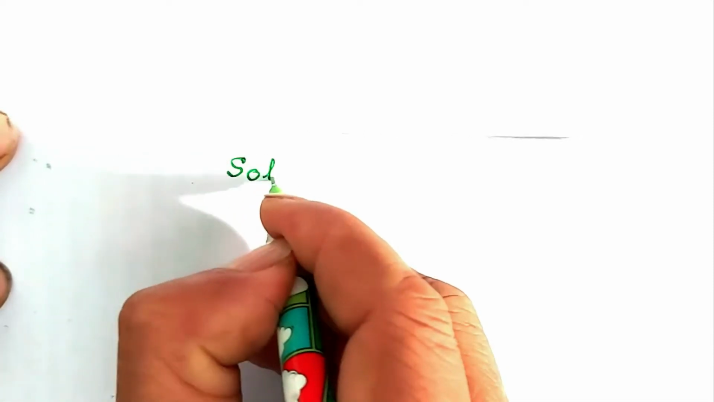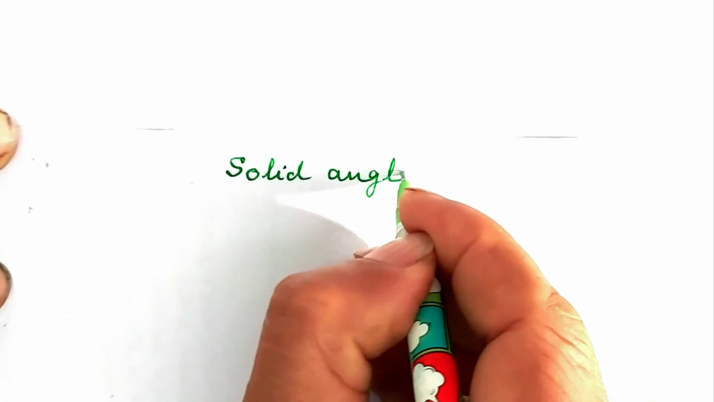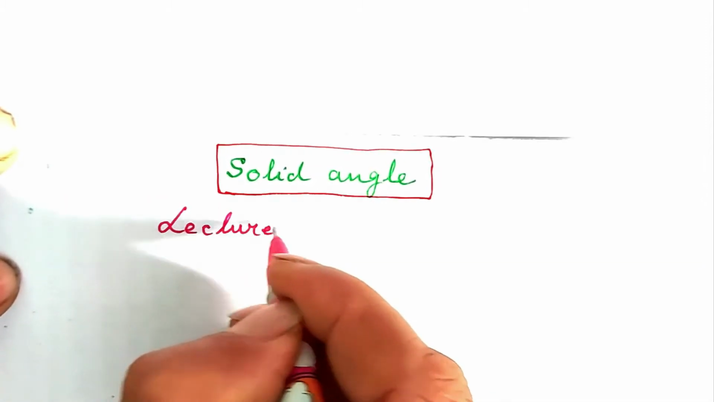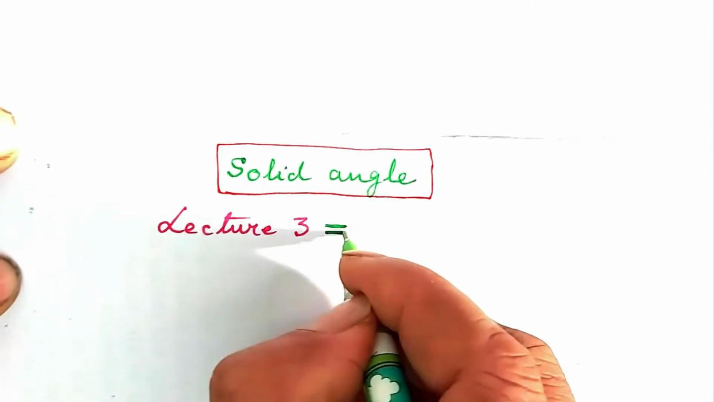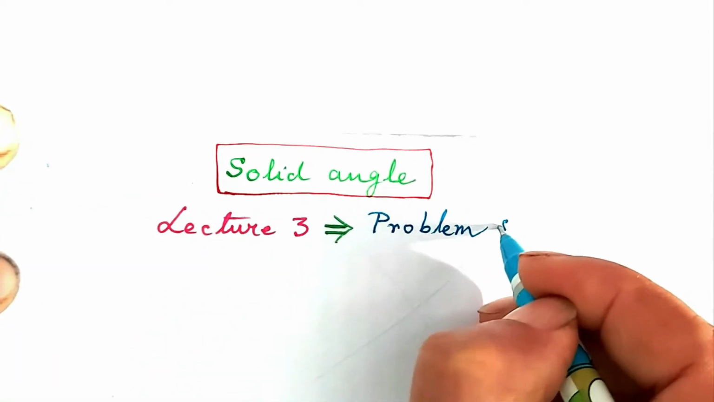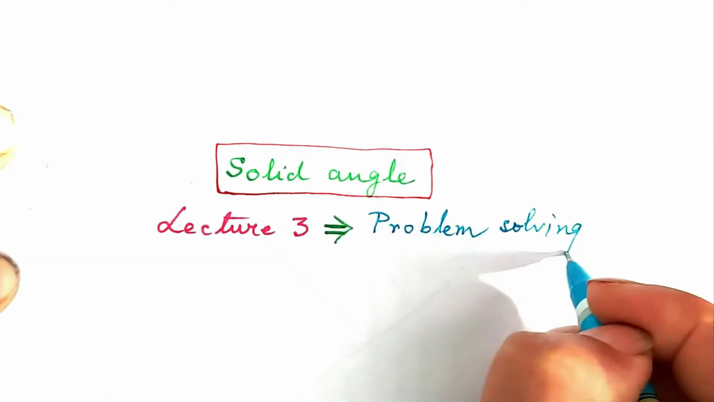This is the fourth lecture of the series of lectures entitled Solid Angle. Lecture 3 was on problem solving, in which we solved some problems involving solid angle, and we continue to do so in this lecture 2.